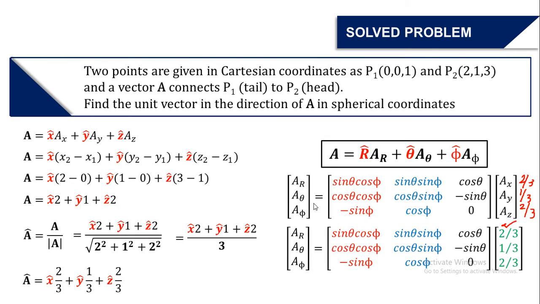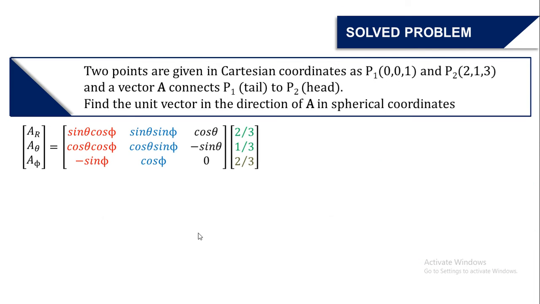So, substitute natin yung mga values na yan, ito yung ating makukuha. Okay? So, sa loob, we have sine theta cosine phi, sine theta sine phi, cosine theta, cosine theta cosine phi, cosine theta sine phi, negative sine theta, negative sine phi, cosine phi, then 0. Then ilagay ko na rito yung ating mga scalar components dun sa ating unit vector. Ito yan. Okay? So ano nang gagawin natin? Susunod natin gagawin is i-evaluate na natin yung mga yan. Okay.